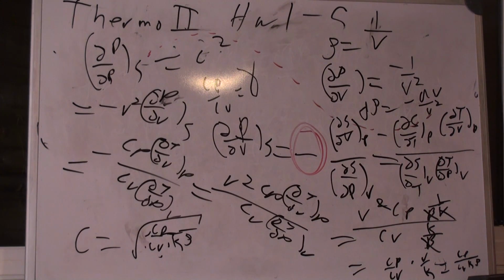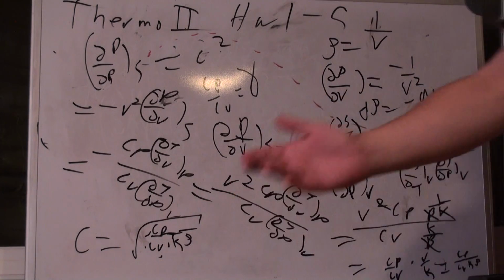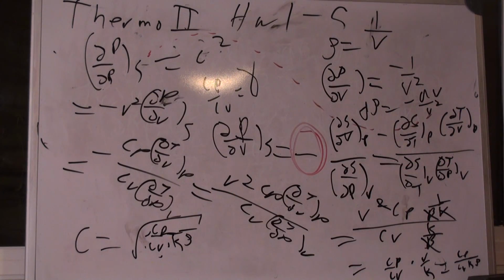You can actually get Cv from problem number 2. Okay. So you can get Cp from problem number 2. So watch that video. You can find kappa and you can find the density. Just plug them in. Okay. But that's all it is.